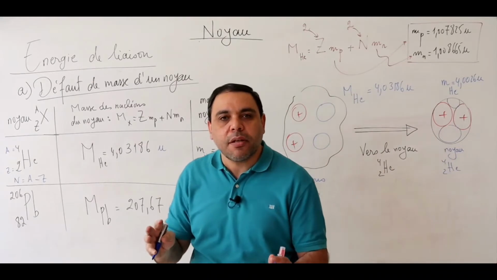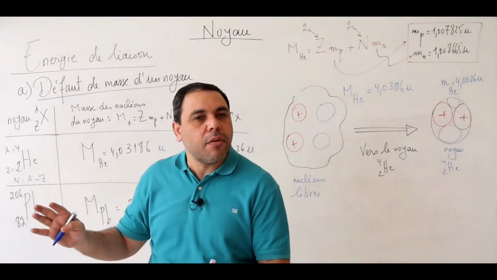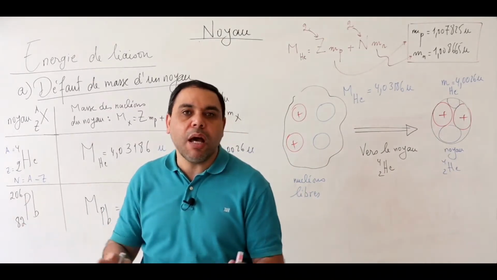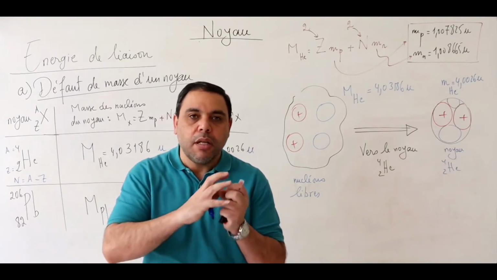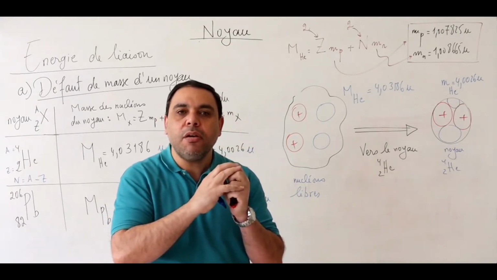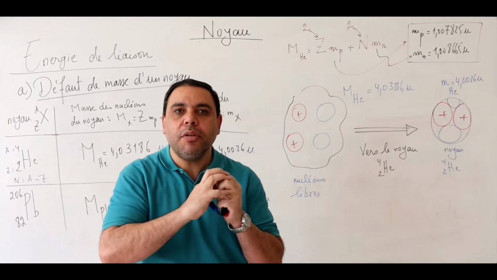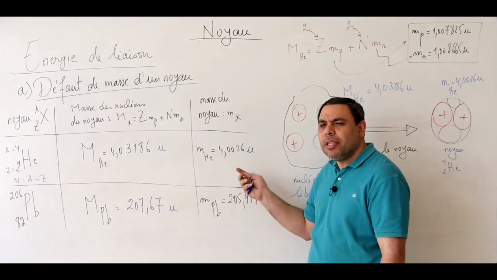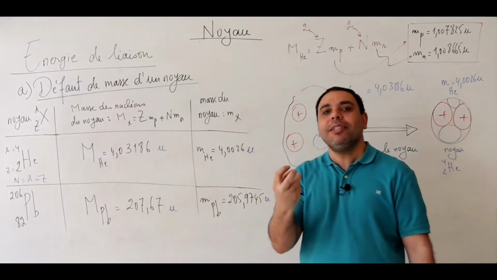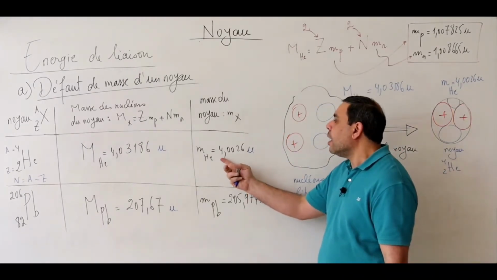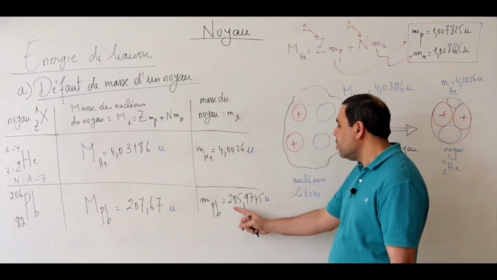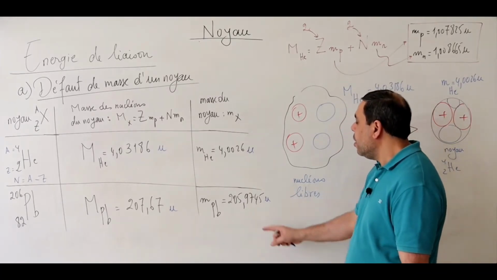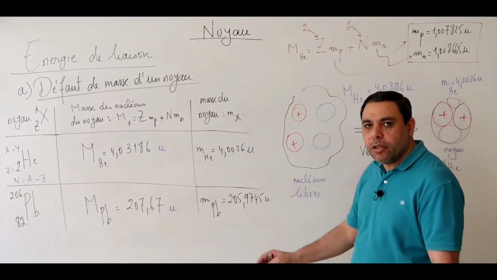There is a difference between the mass of the nucleus and the mass of the nucleons that form the nucleus. The mass of the nucleus is the mass of the nucleus as a whole, as one entity. By using a spectrometer, we can measure the mass of the nucleus as one entity. It is 4.0026 u. Here it is 205.94745 u.